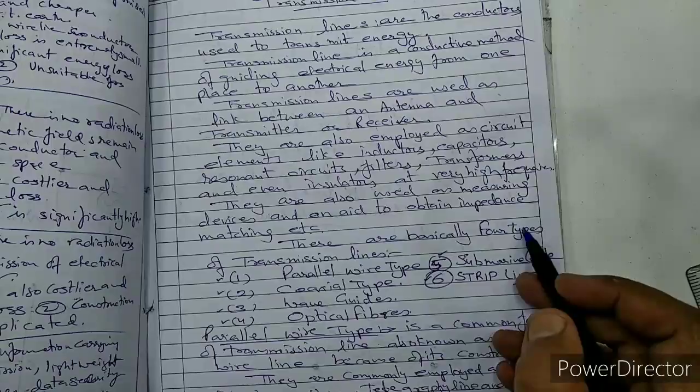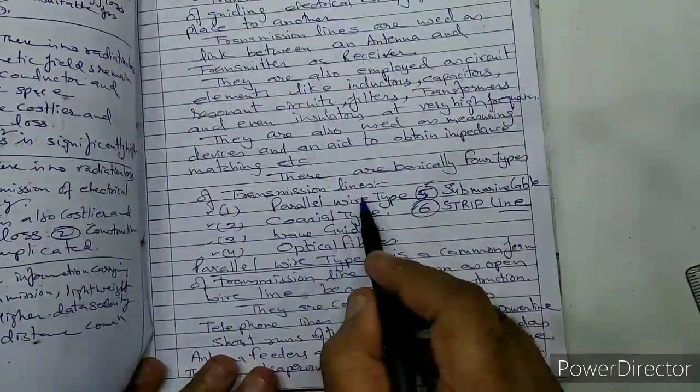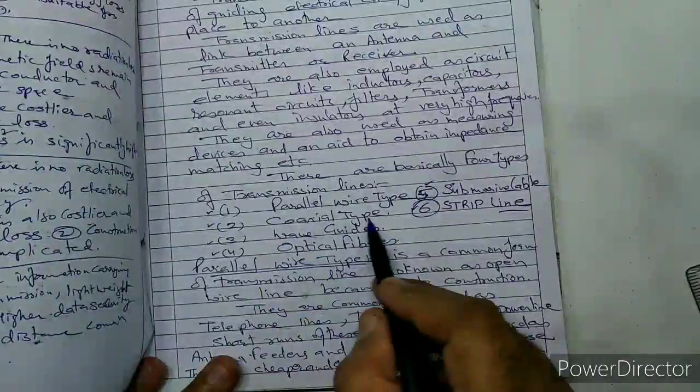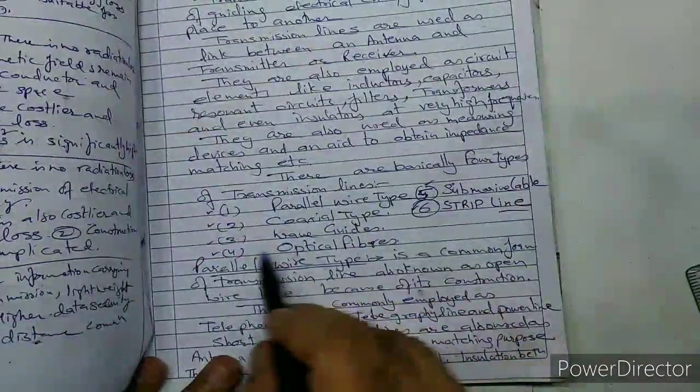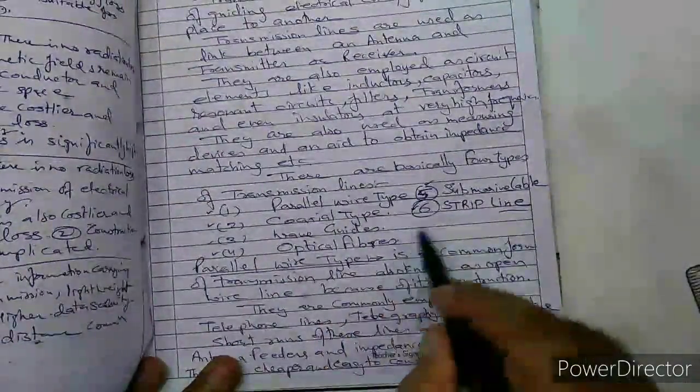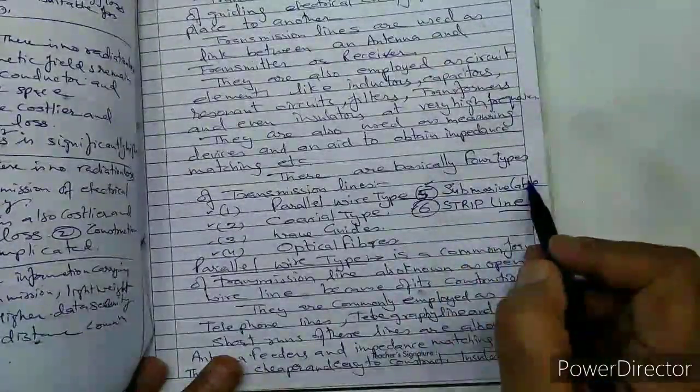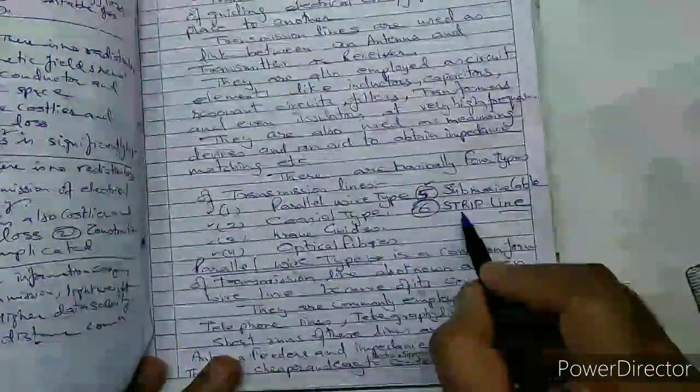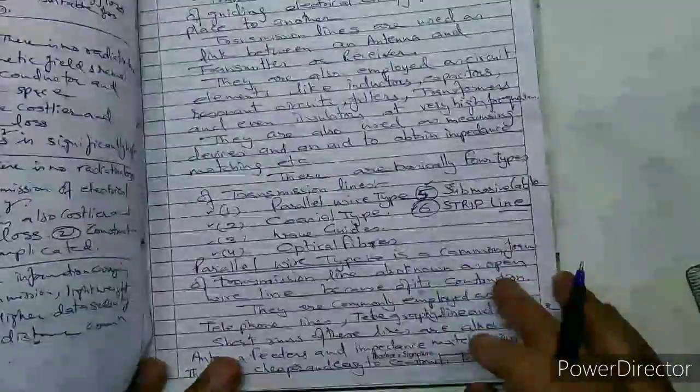There are basically six types of transmission lines. First one is parallel wire type, second is coaxial type, third is waveguide, fourth is optical fibers, fifth is submarine cables, and sixth one is strip line transmission line.